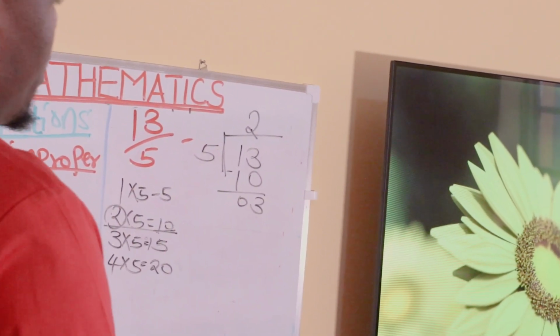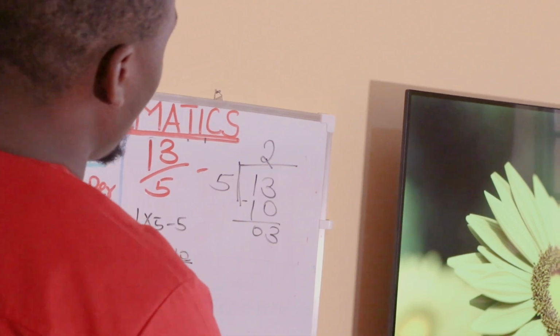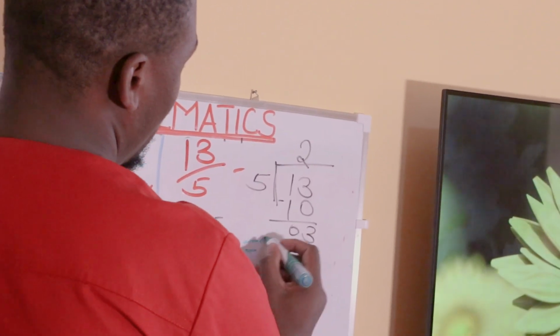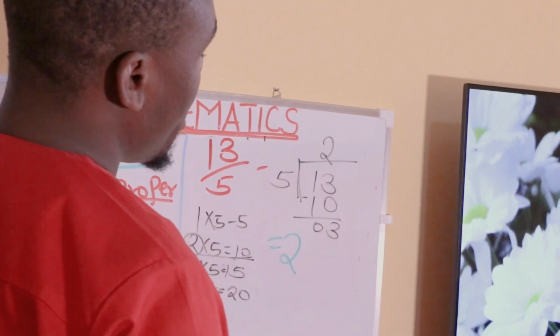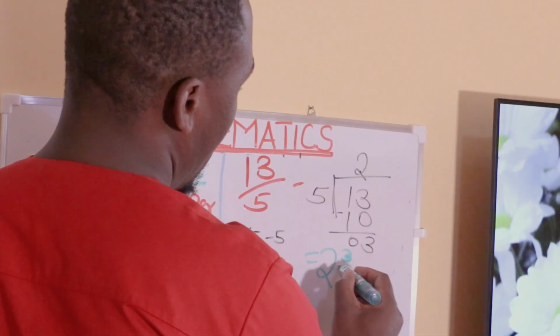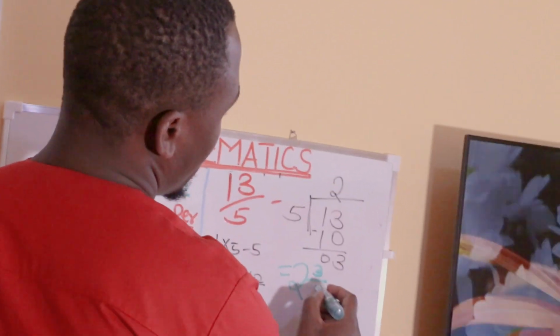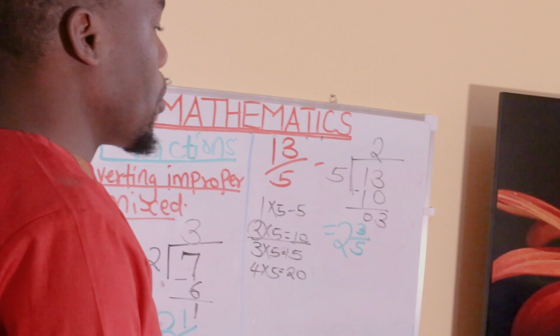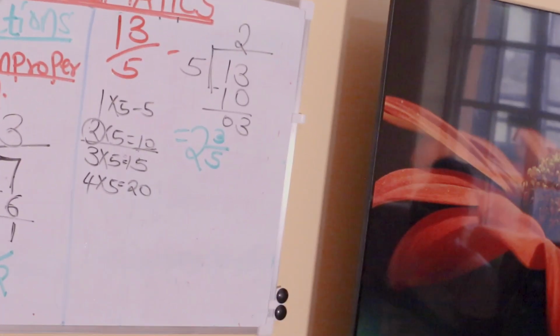As I said earlier, the number on top of this multiplication table, which is the quotient, becomes our whole number, that is 2. The remainder becomes the numerator. Our remainder is here, 3, and the denominator remains the same. That is how to convert an improper fraction to a mixed fraction.